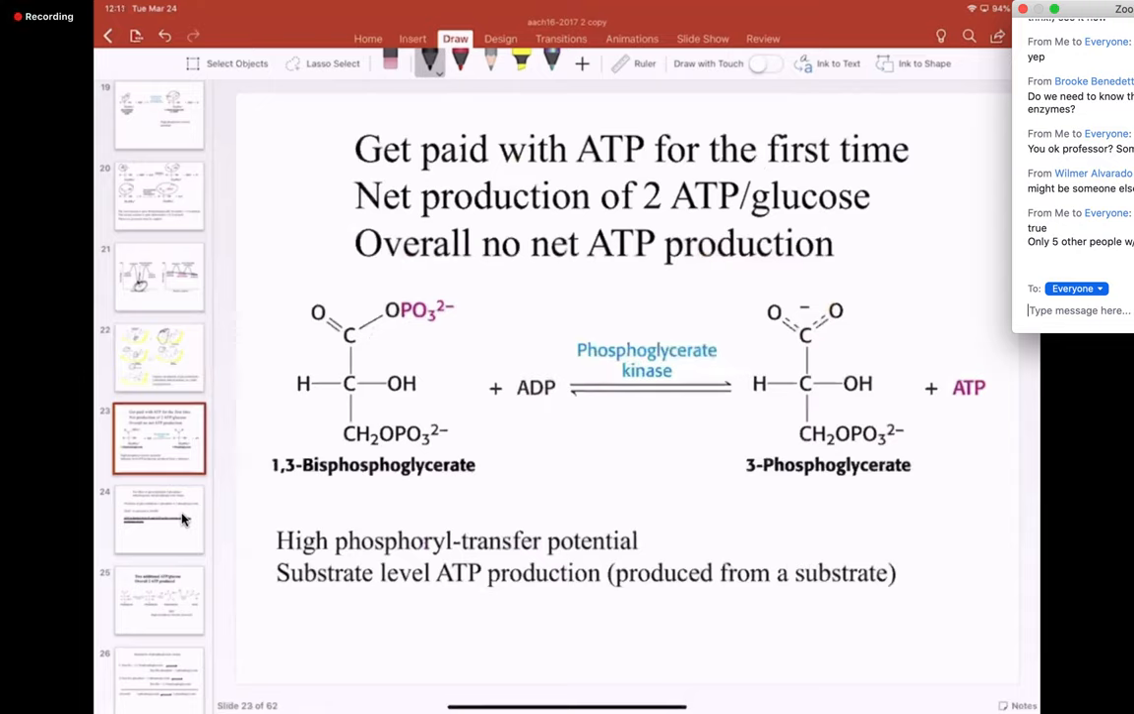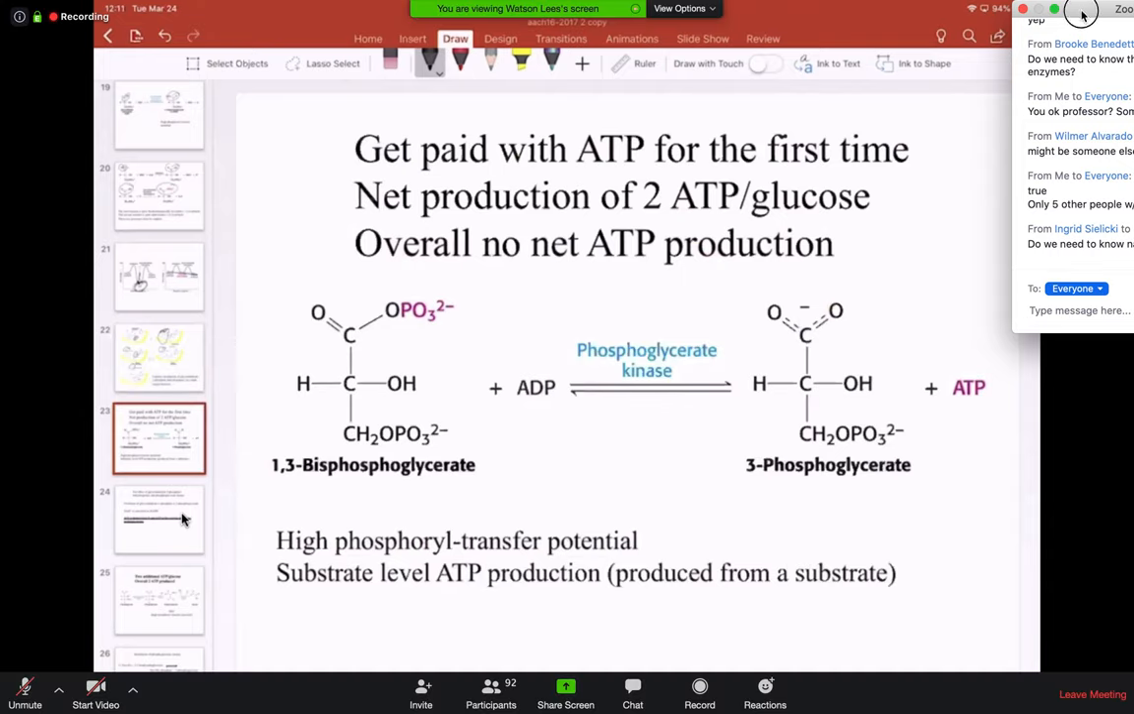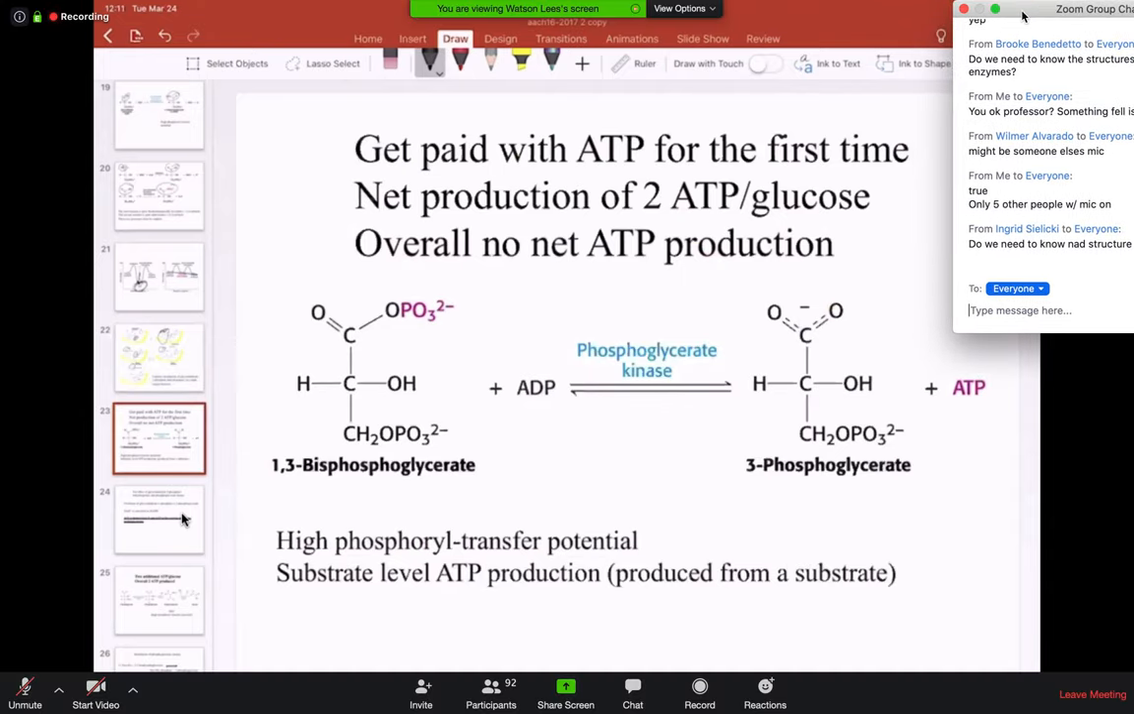Ultimately, in the last part, the last two reactions, you're going to get paid with ATP for the first time. And this is where you get the net production of 2 ATP per glucose. Until you get here, there's no net production of ATP.